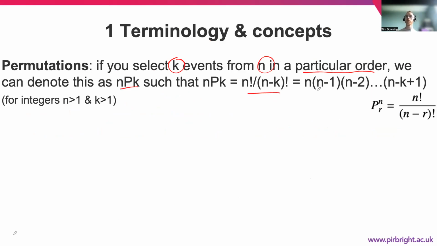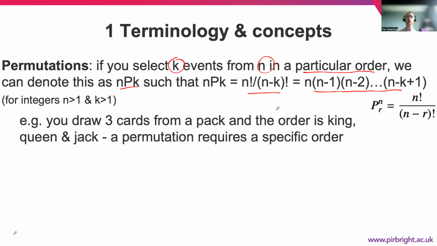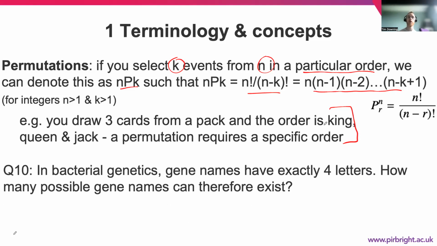So on the numerator, it's n by n minus 1 by n minus 2, all the way down to 1 on top. And the same for the denominator, n minus k, down to 1. And that can be summarized as going from n all the way down to n minus k plus 1. So that's a kind of shorthand. An example of this would be, say we draw 3 cards from a pack in the order king, queen, and jack. A permutation requires a particular order, so it's not king, queen, and jack in any order. That's a combination.